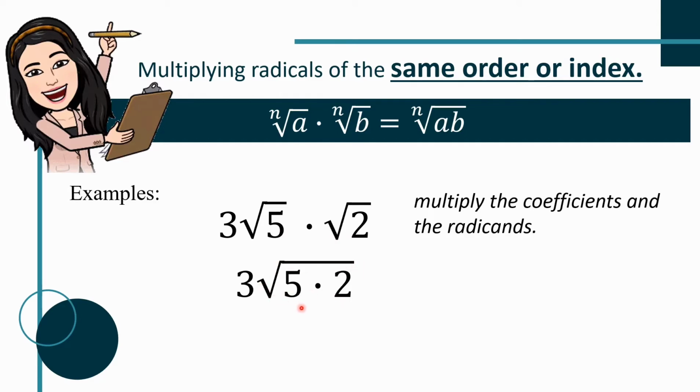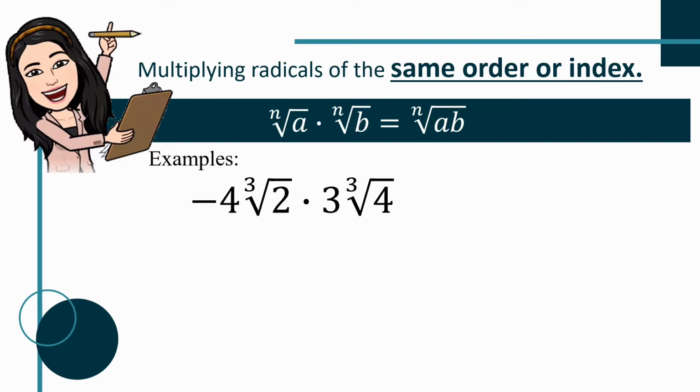Now, what is 5 times 2? We have 10. Okay, kung kaya pang isimplify si 10, pag nakuha natin ang square root ng 10, or may factor pa siya, or yung isa ay perfect nth root or perfect square root, so therefore, isimplify pa natin. But in this case, the square root of 10 is already in its simplest form. So therefore, that is our final answer. We have 3 square root of 10.